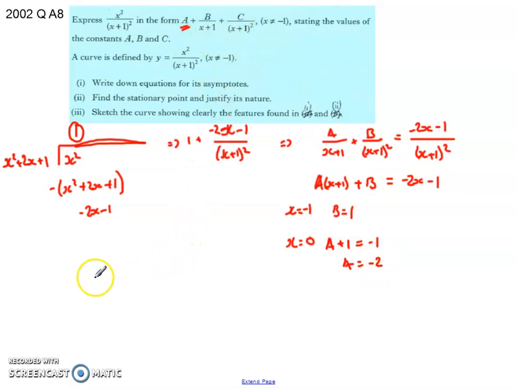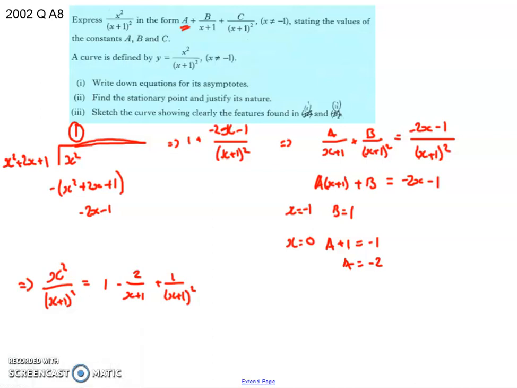I can rewrite the entire thing out now. So I can then say, therefore, x squared over the x plus 1 all squared equals the first a, so 1. It's then plus this part here over x plus 1, which would be the negative 2, so minus 2 over x plus 1. It's then plus the c over x plus 1 squared, so it would then be plus 1 over x plus 1 all squared.